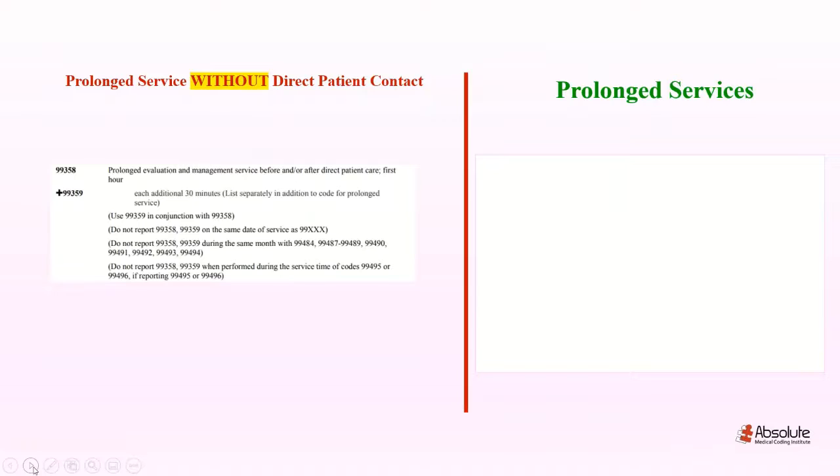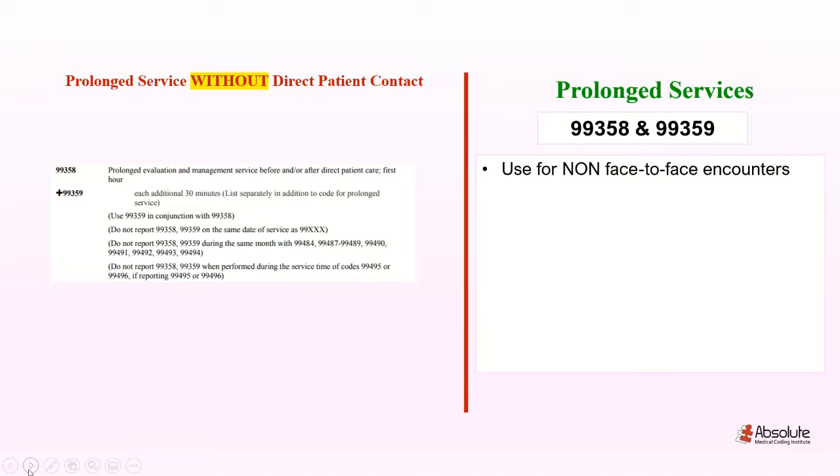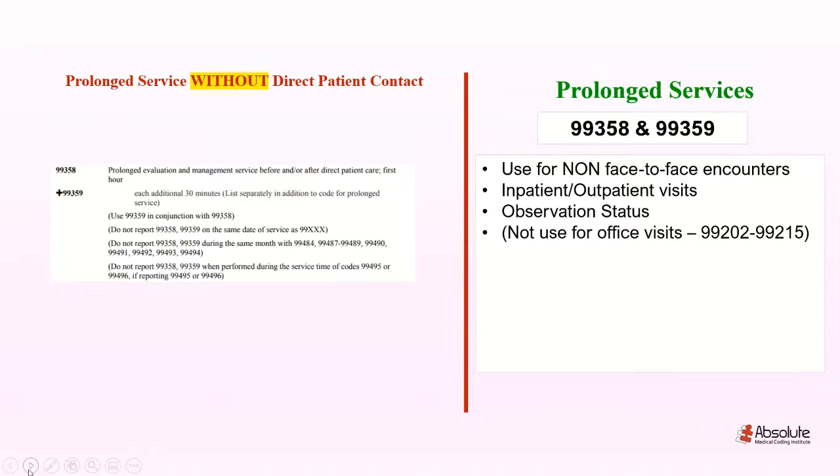The codes for our prolonged services without direct patient contact are 99358 and add-on code 99359. Now, prolonged services is used for non-face-to-face encounters. They're used for inpatient and outpatient visits, observation status. But just keep in mind, these are not used for office visits, code range 99202 to 99215. Okay, Mrs. J defined earlier some outpatient visits for you. So these can be used for outpatient visits, but not used for office visits.